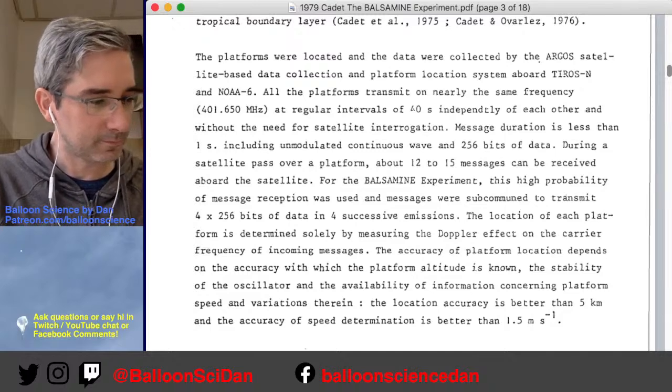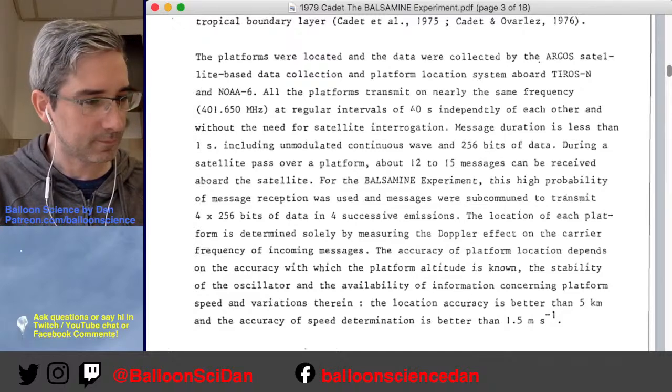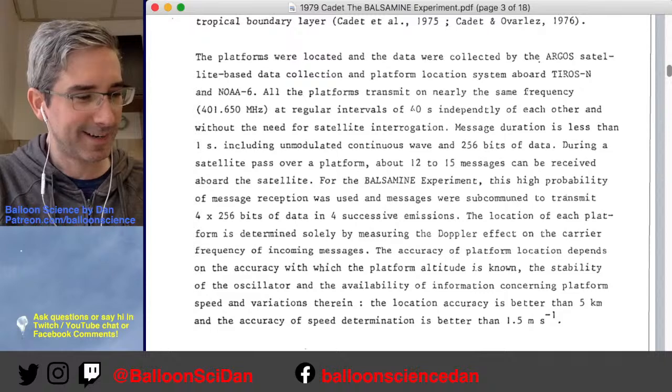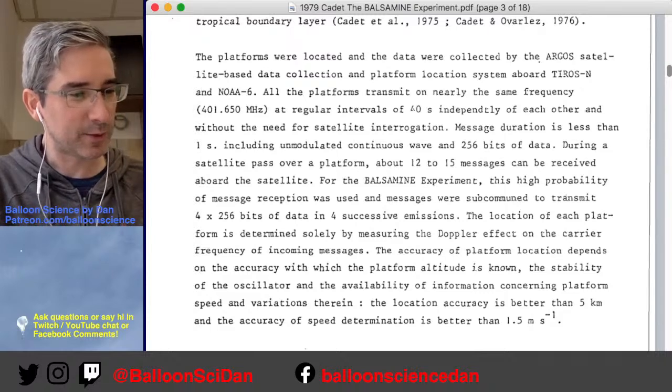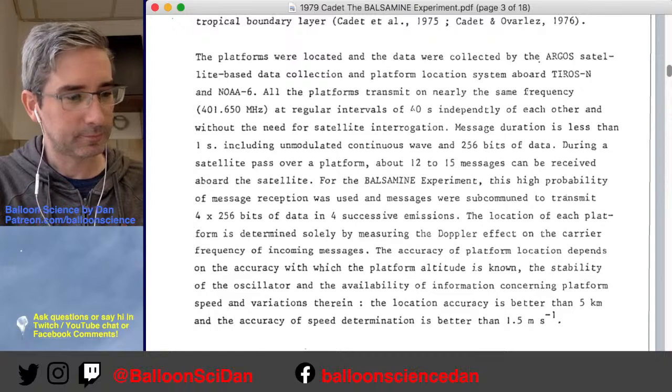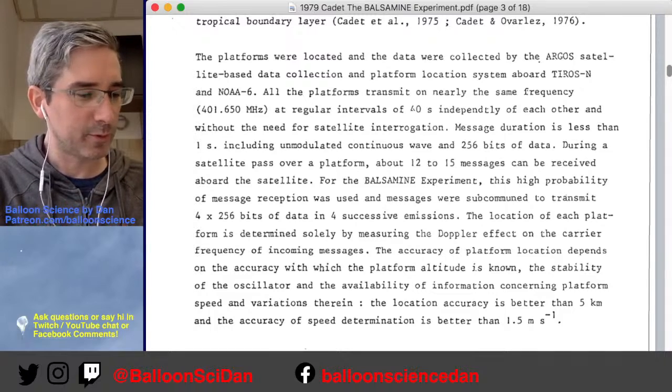Here's what I found. Subcommuned. I think that means in a close cluster.